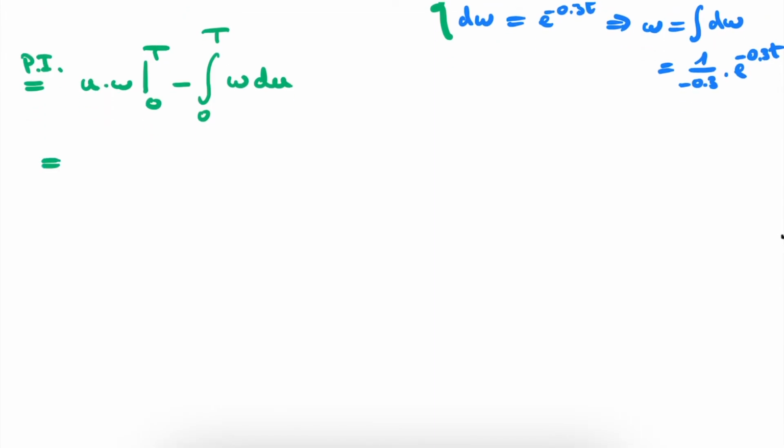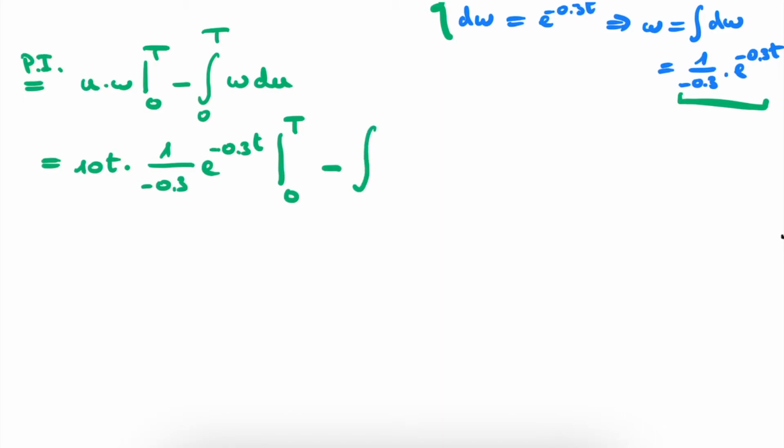So this simply becomes u, which was equal to 10 times t, multiplied by w, which was equal to 1 divided by minus 0.3, multiplied by this exponent. And we fill this in the boundaries 0 and capital T. And we subtract from this the integral from 0 to T of w again. So 1 divided by minus 0.3 e to the power of minus 0.3 t multiplied by du.